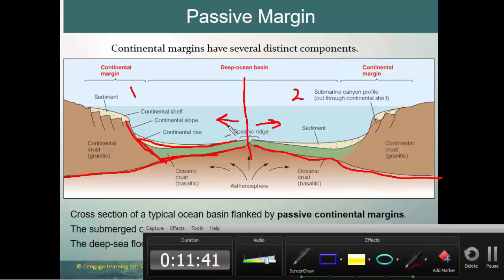And again, the structure of the ocean basin, both being passive, is your continental shelf, your continental slope, and that takes you from the shelf down to the oceanic crust. And then the continental rise is where sediment has covered that transition. And we have the same thing happening on the other side of the basin as well.